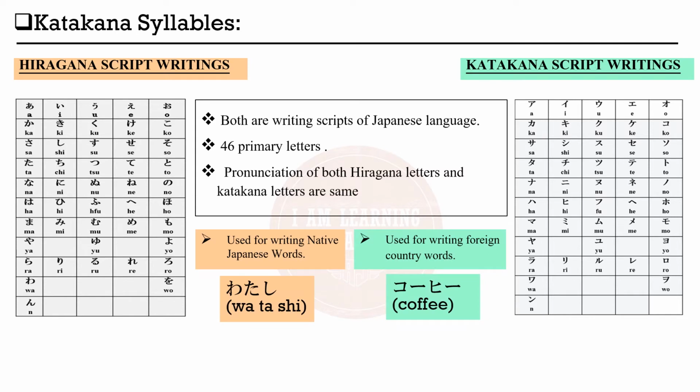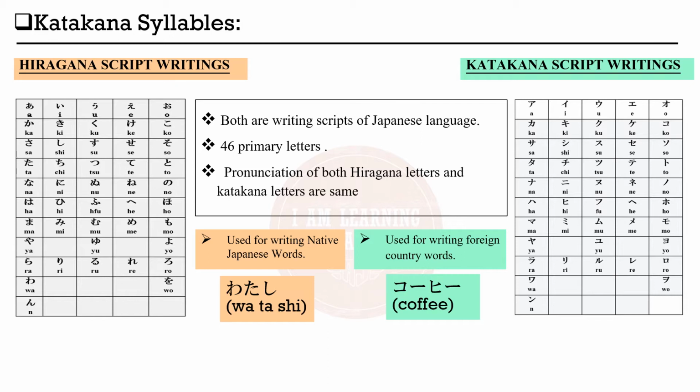Hiragana script letters are used for writing words originated from Japan. That means to write all the Japanese words we use hiragana letters, whereas katakana is used to write foreign-originated words. For example, watashi. This word means myself, me. Since this word developed in Japan, we use hiragana letters to write it.